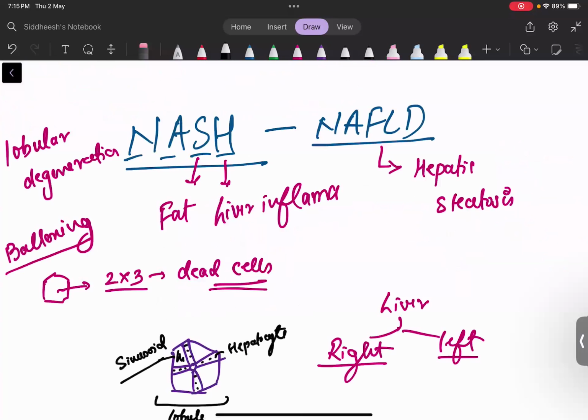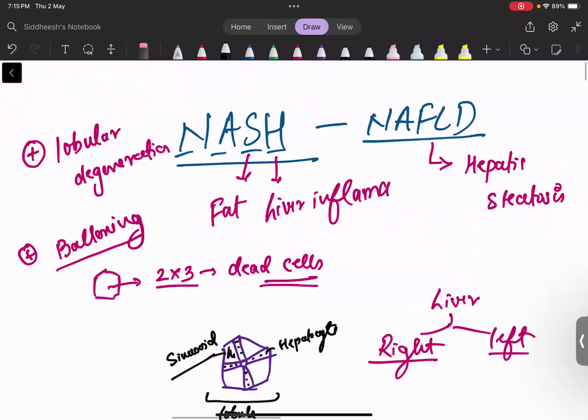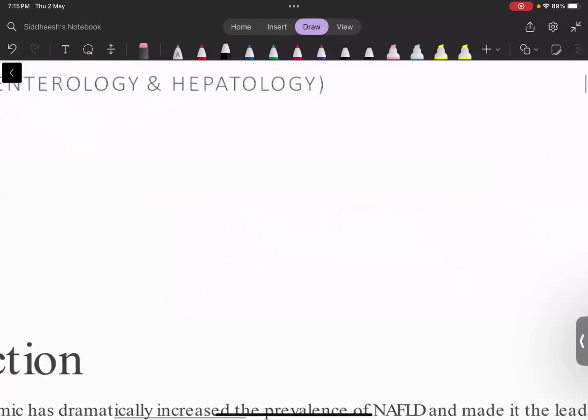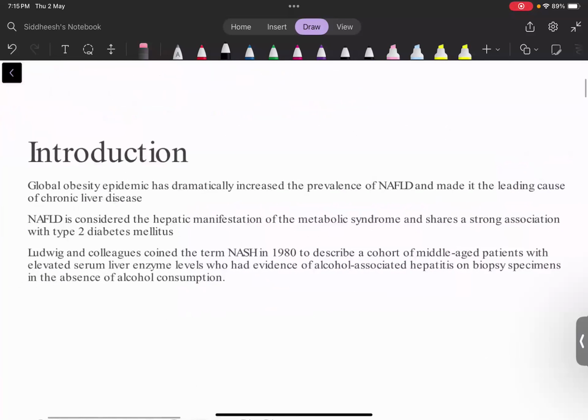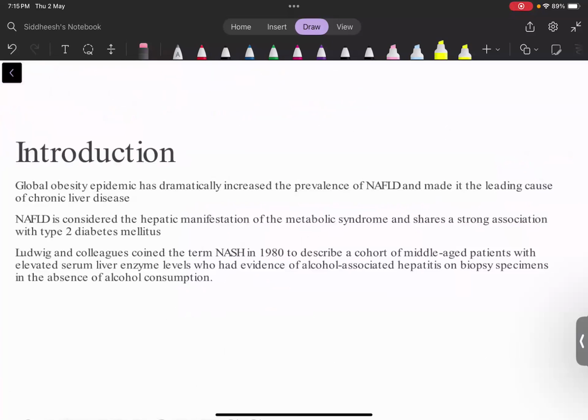and NAFLD. Now, coming to the main introduction part about NAFLD. So global obesity. Let me change my pen color. The global obesity epidemic has dramatically increased the prevalence of NAFLD and made it the leading cause of chronic liver disease. So what is chronic liver disease now? Liver cirrhosis. NASH will change to liver cirrhosis. Then it will change to hepatocellular carcinoma or liver cancer. This is all a CLD part.